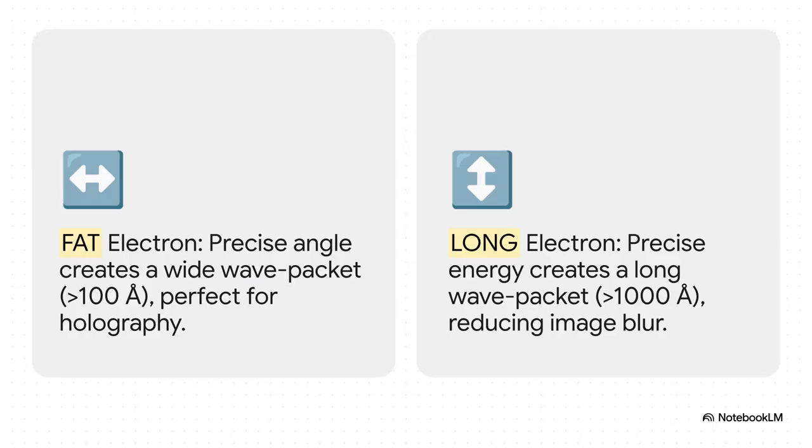And I just love this analogy of fat versus long electrons. So for the fat electron, scientists get super precise control over its angle, its momentum. The trade-off? Its side-to-side position gets really fuzzy and spread out, which turns out to be perfect for advanced techniques like holography. Then you have the long electron. Here, they lock down its energy with incredible precision. The trade-off this time? Its front-to-back position gets all stretched out and uncertain. And that stretching is exactly what helps kill image blur, giving us those razor-sharp pictures.